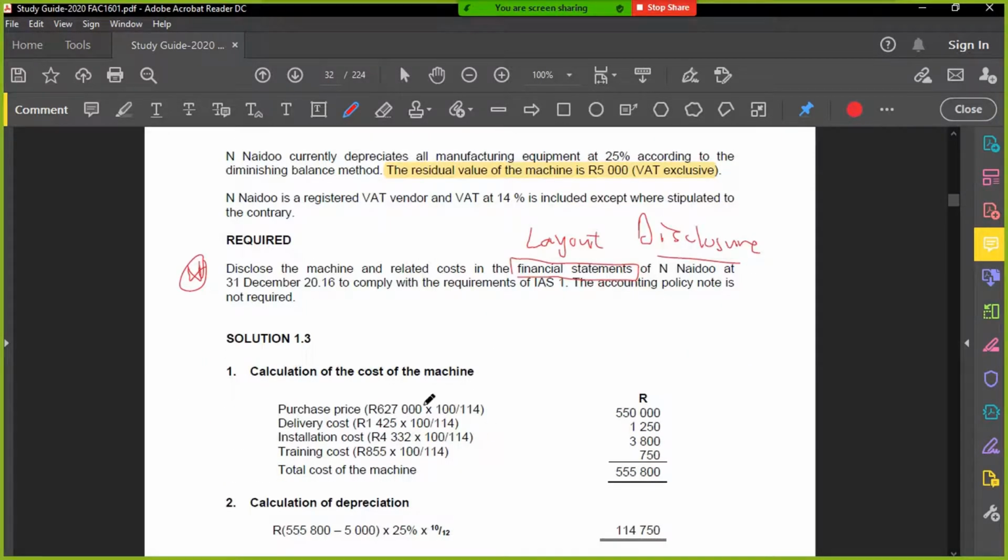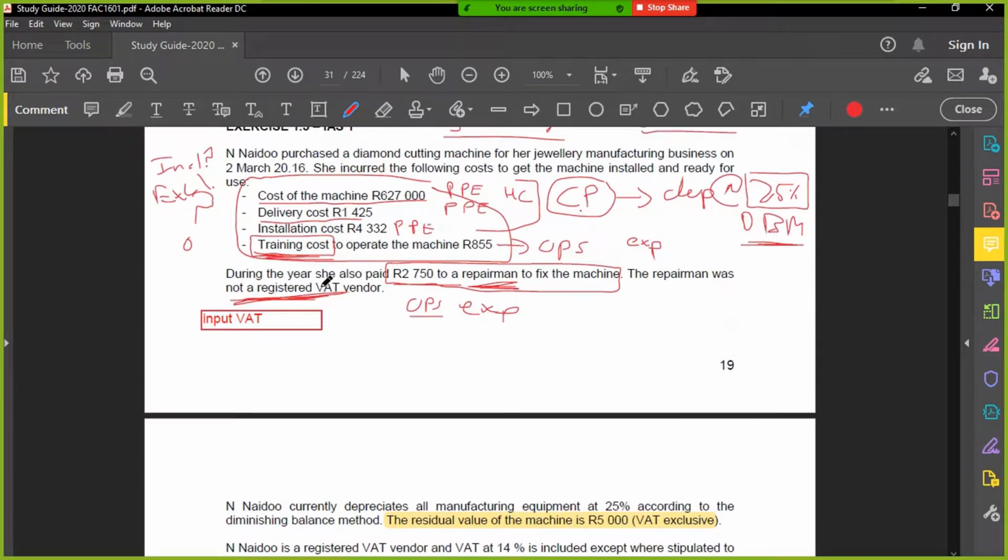All right, okay, there's the answer. Now we know. See? It is inclusive. Do you see it? Okay, there's a reason why they've got those workings there. It's because they've taken out the VAT. Right, this training cost they've included, I wouldn't have. Because they said it was training cost to operate the machine. Operating, it's not installing.